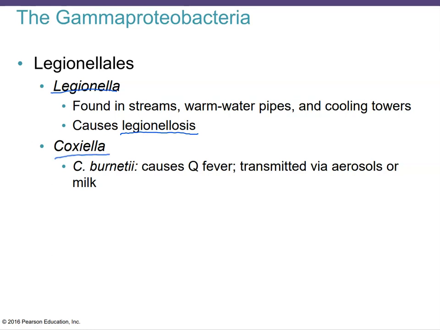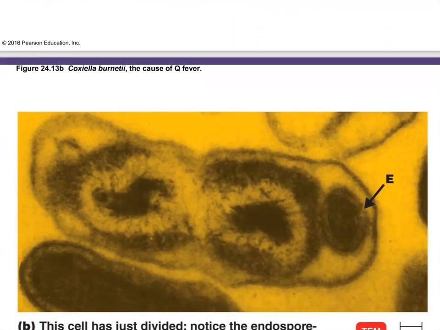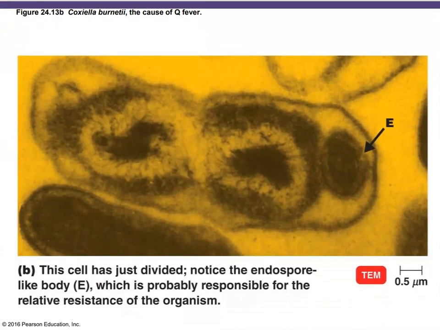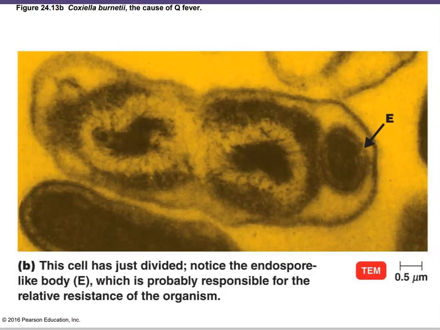And here we have Coxiella. The example is Coxiella burnetii, to be specific for a species. It's the cause of Q fever. We do not have this one on a pathogen group, but you may have heard about it already. It also likes to be in water bodies, aerosols, and also in milk. Here we have a picture of Coxiella burnetii, the cause of Q fever. There's not too much that you can see, except the endospore-like body E here at the arrow.